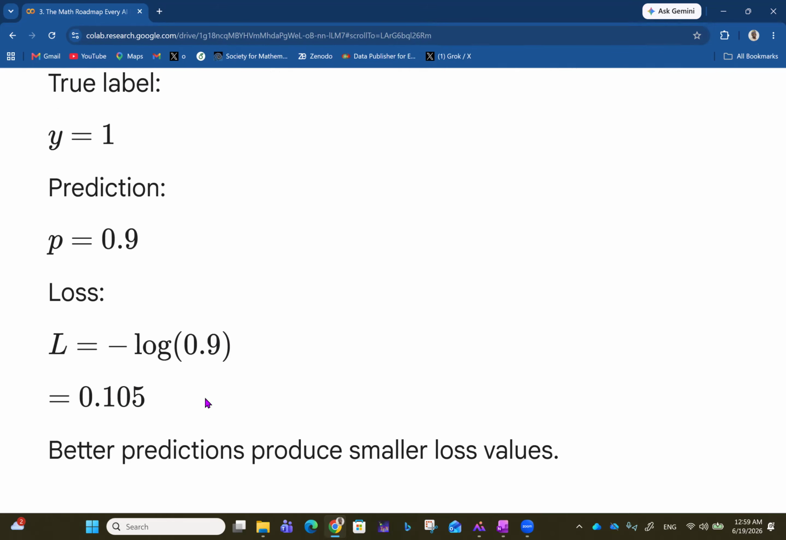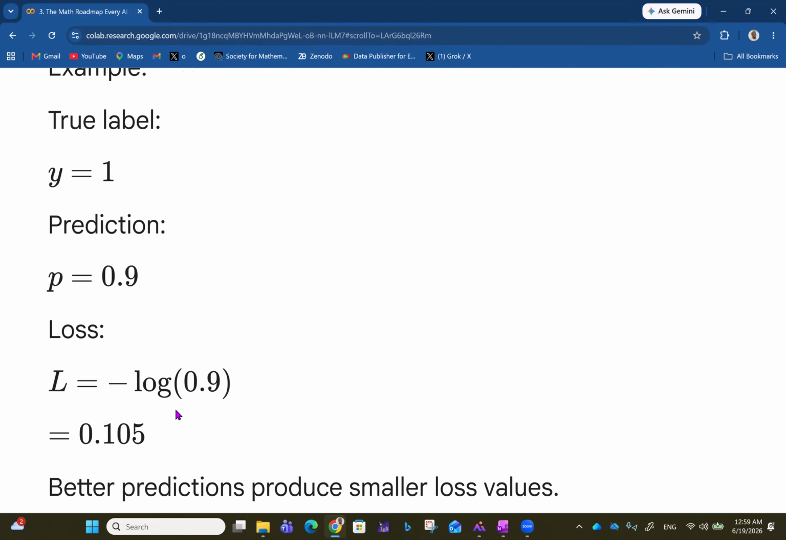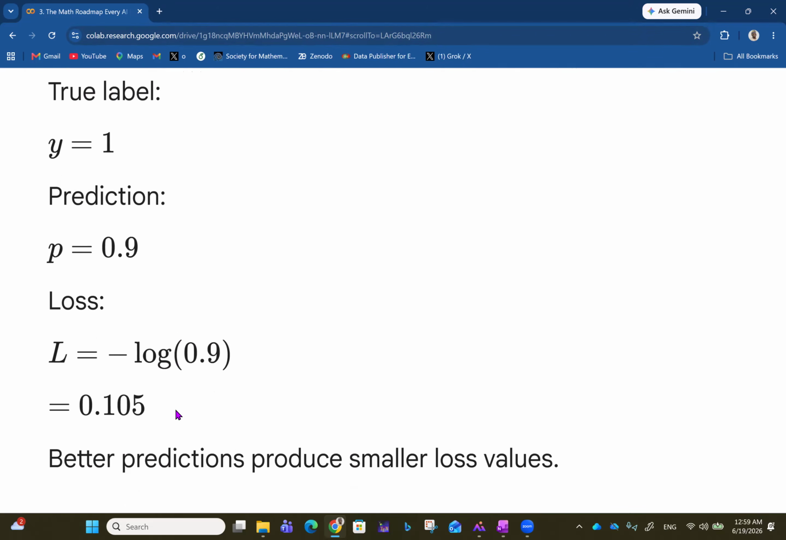And log 0.9 is going to be a negative value. So the minus multiplies it and you have 0.105. So better predictions produce smaller loss values. So our business here is to be sure that we have loss values as small as possible. That means that you want to predict accurately enough so that the loss function is also low.